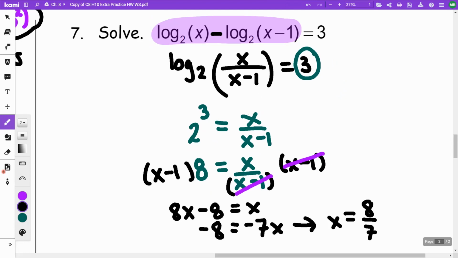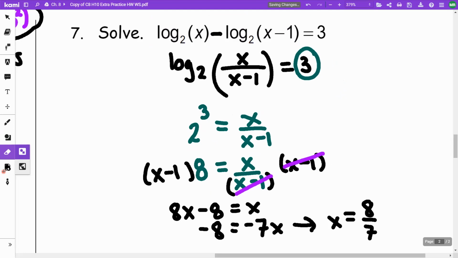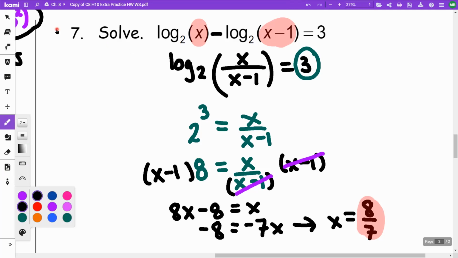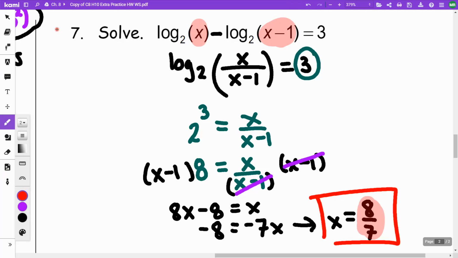Now, you go back to your original problem. You want to make sure that when you put that in, when you put this in to both of your logs, you do not get a negative in either one. And in this case, we're not, because 8/7 is positive. So the first one's going to be fine. The second one, 8/7 is bigger than 1, so when I subtract 1, I'm not going to get a negative. So my answer is 8/7. That is going to work.